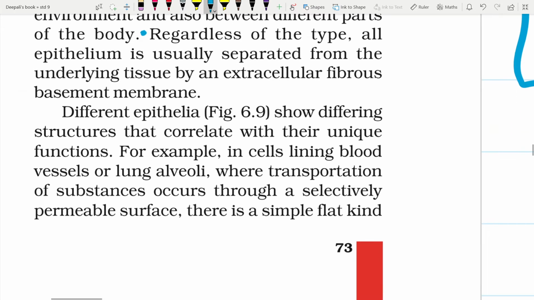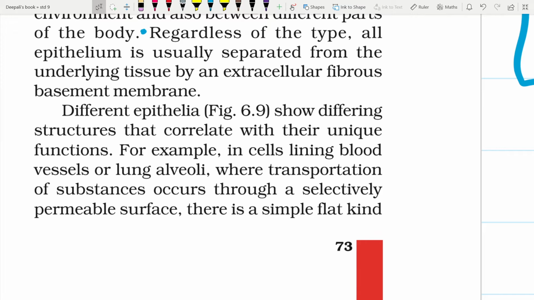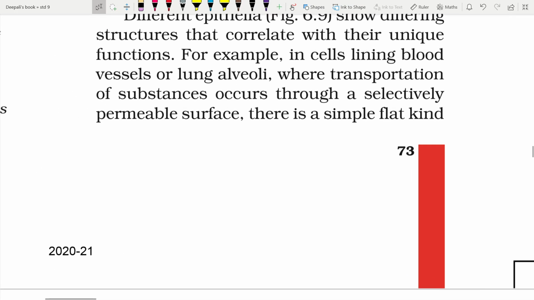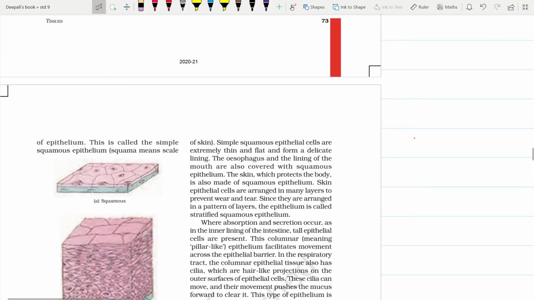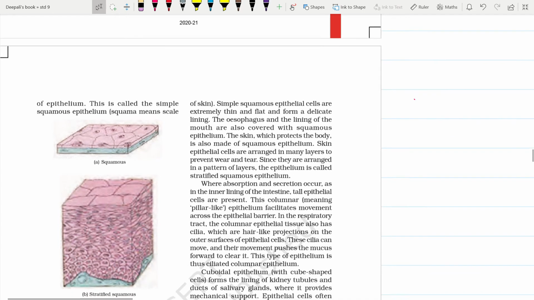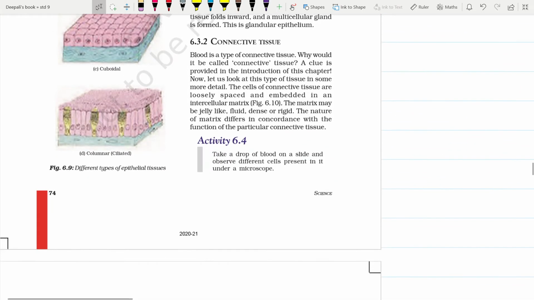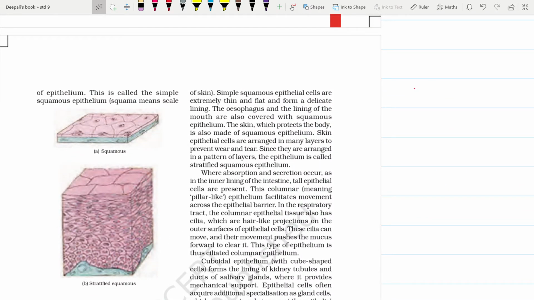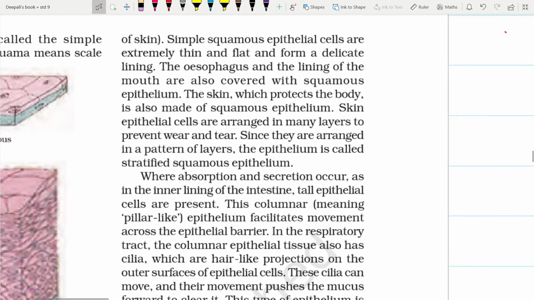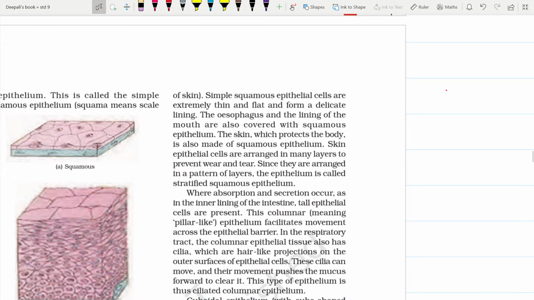The different epithelium tissues show differing structures that correlate with their unique functions. For example, in cells lining blood vessels or lung alveoli, where transportation of substances occurs through a selectively permeable membrane, there is a simple flat kind of epithelium, and it is called simple squamous epithelium. Squamous means scales or layers of skin, and simple squamous epithelium cells are extremely thin and flat and form a delicate lining. We already saw the function.